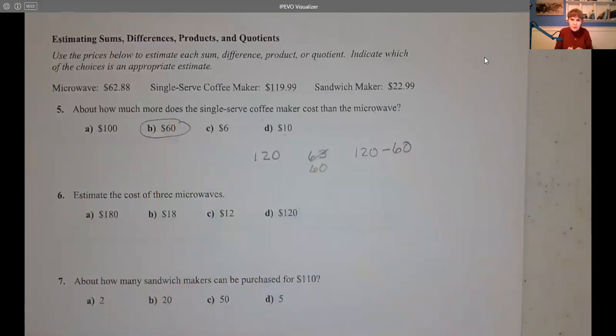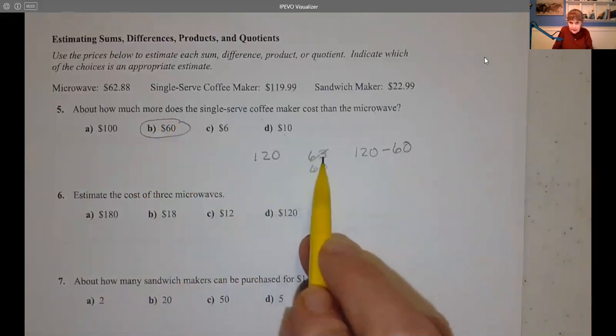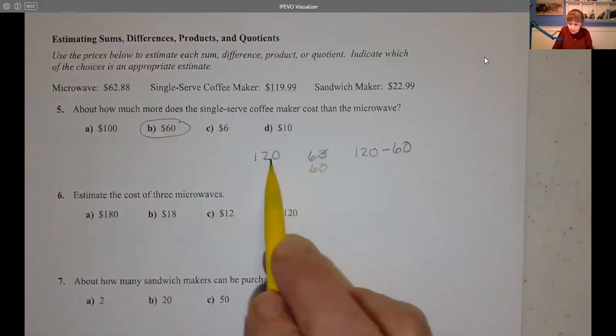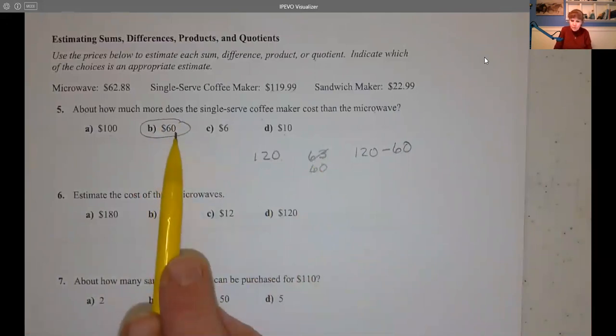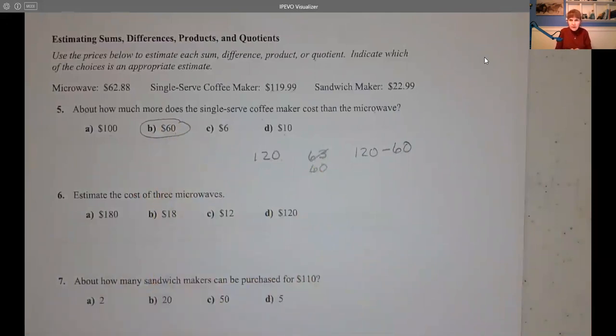All right, so 120 minus 60. Even if you were to keep the 63, when you subtract those, you get 57. The closest one would be that one. So, all right, let's look at number 6.